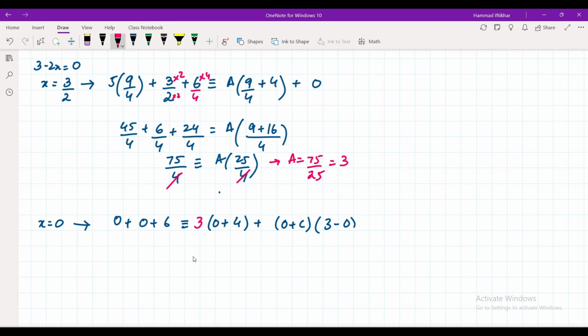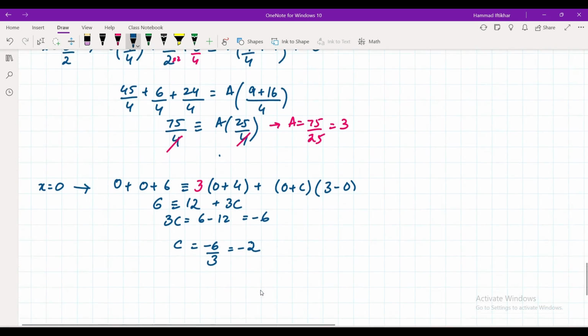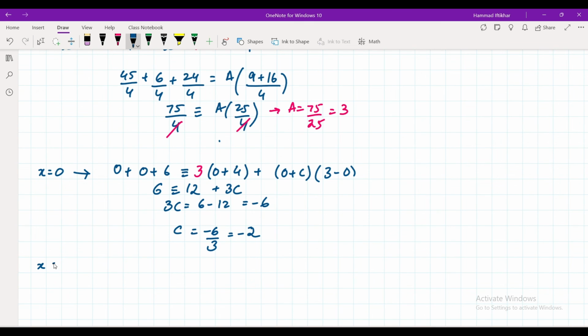Because the purpose of this is to reduce the number of unknowns. So if we know the a, we should use it. So 6 equals 3 times 4, 12, plus c times 3, 3c. This simplifies to 3c equals 6 minus 12, which would be negative 6. So c would come out to be negative 6 divided by 3, negative 2. Now we know 2 out of 3 unknowns. So for the other unknown, we can use any other number also. So x is equal to 1.